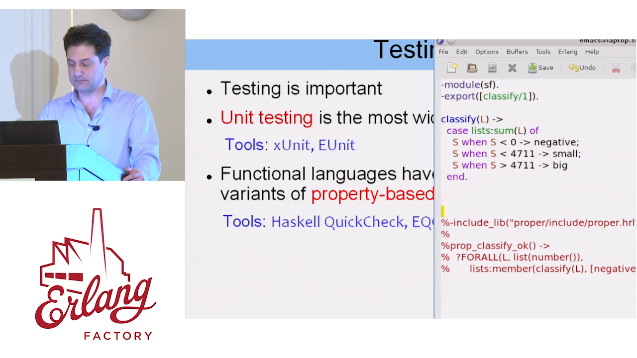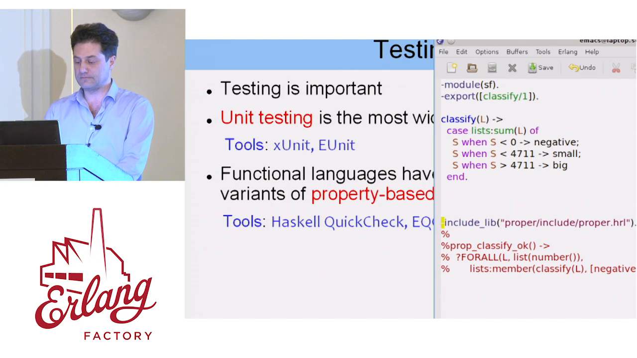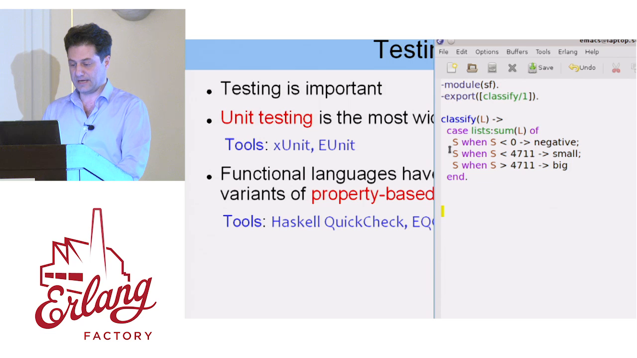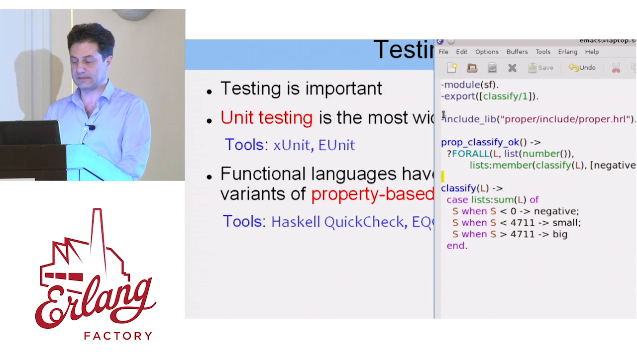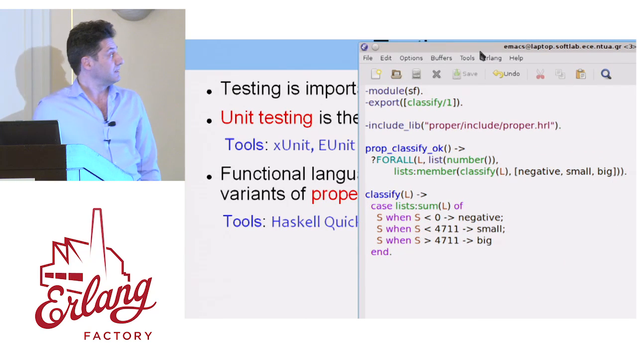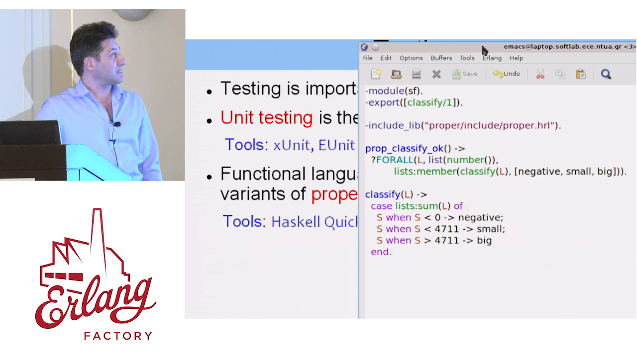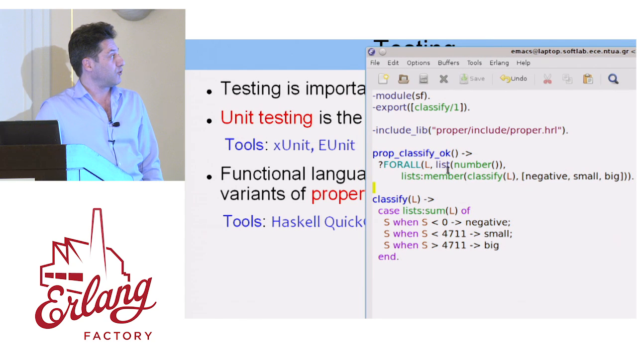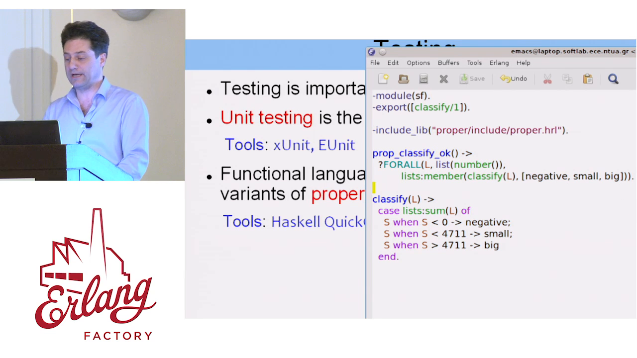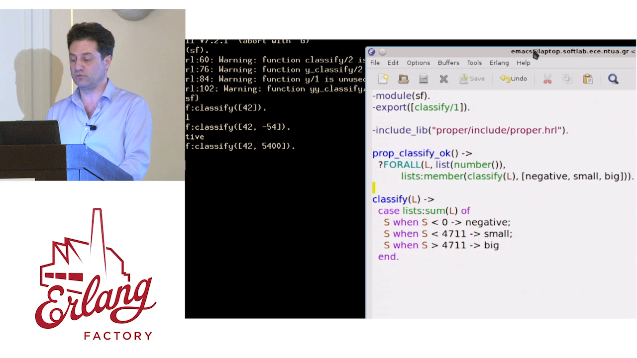Here I have a property. I can take it and put it higher so that this compiles. Here's my property. It says that the classify function works okay if, for all lists of numbers, when I call classify on this list, the result is either negative, small, or big. Okay, so we would hope that this property works.